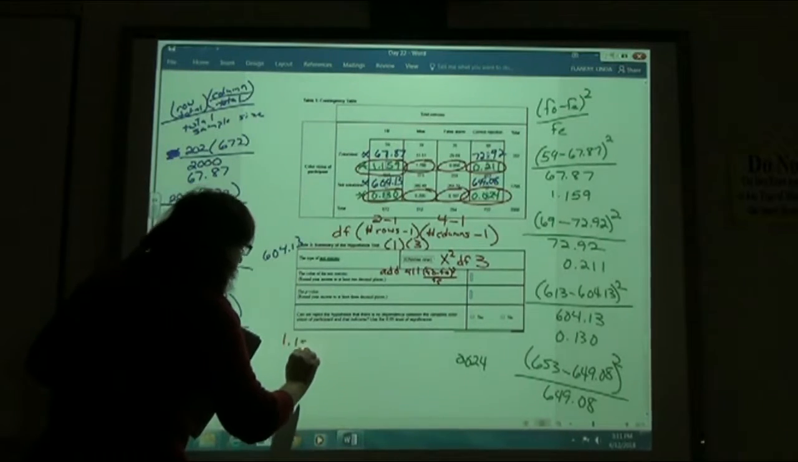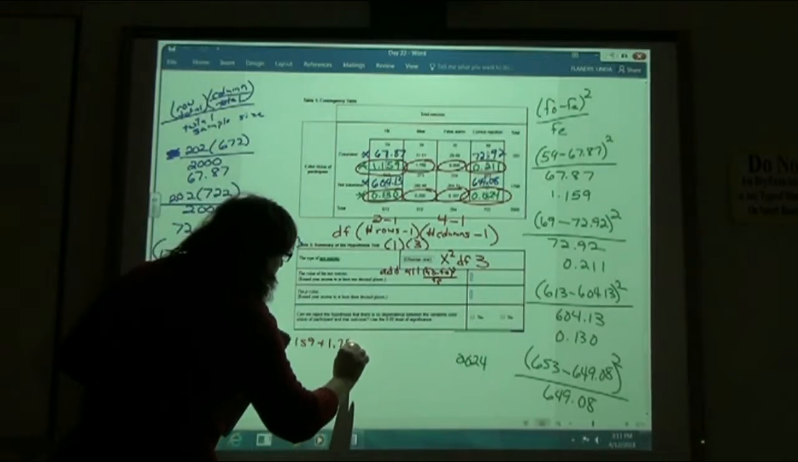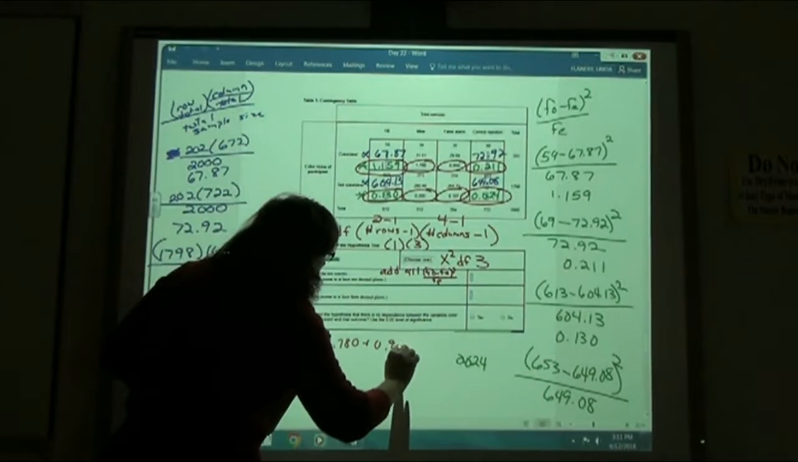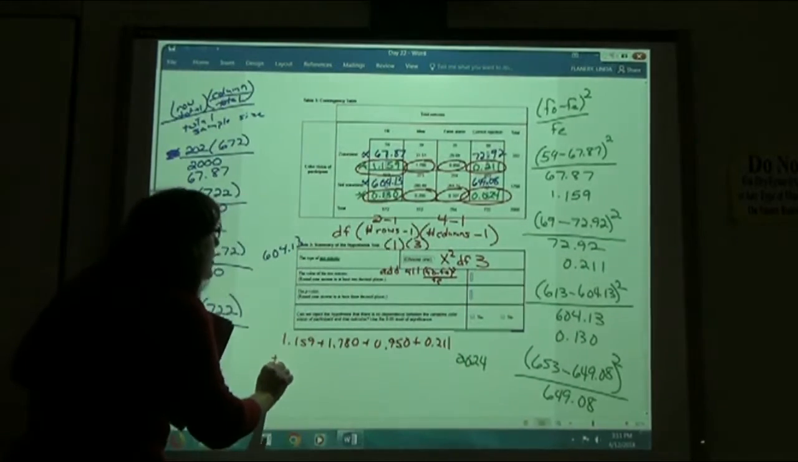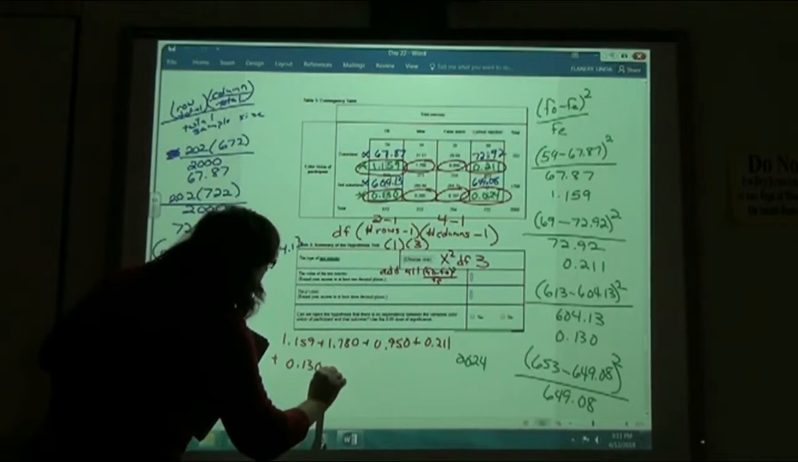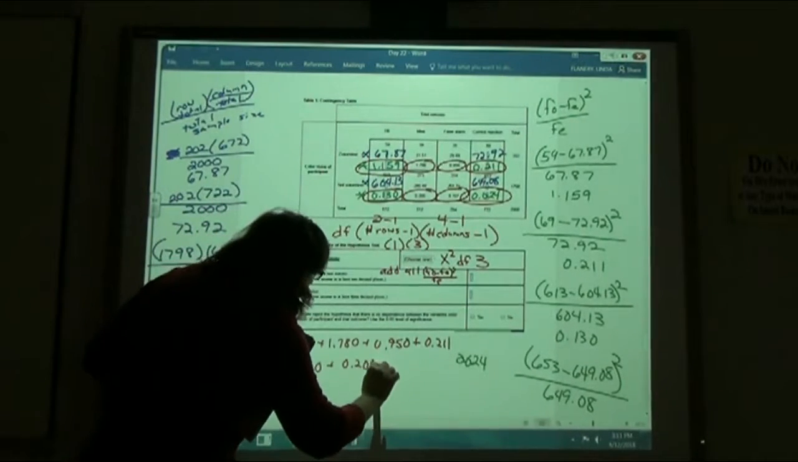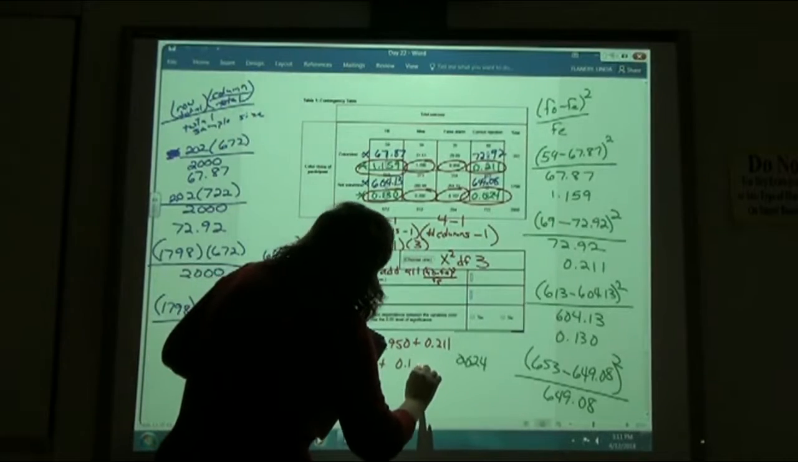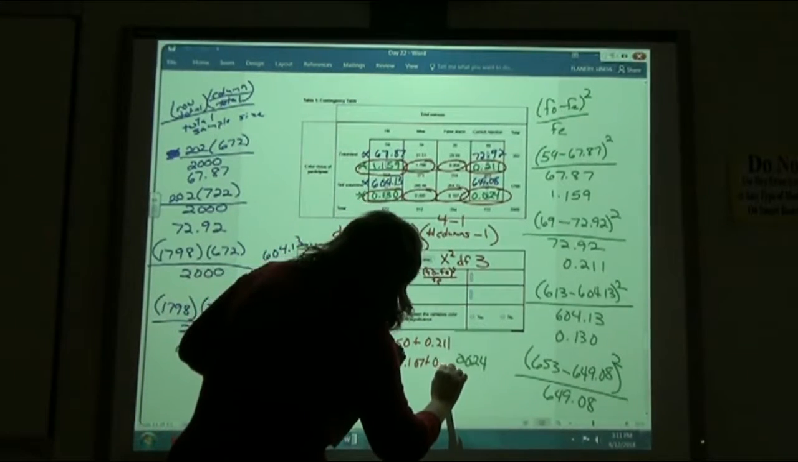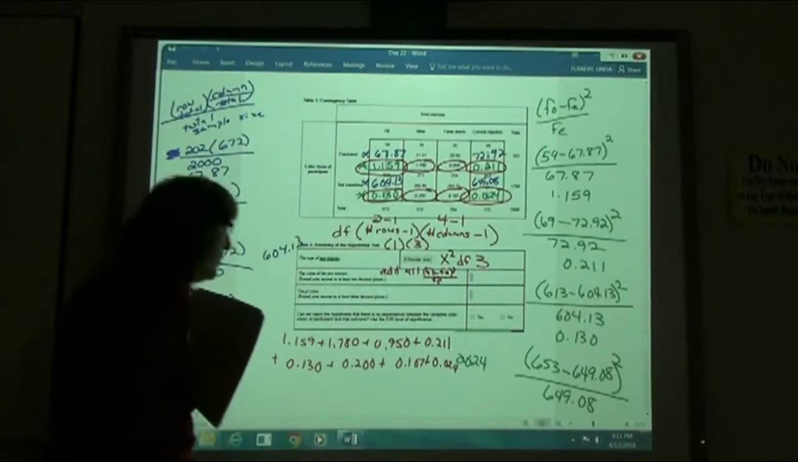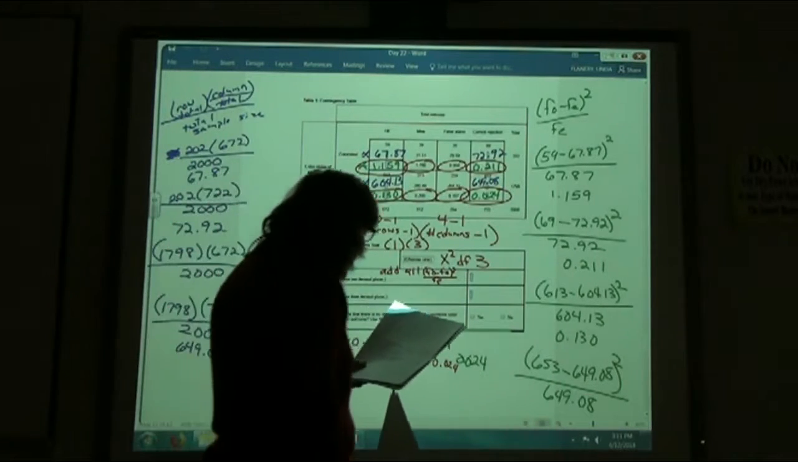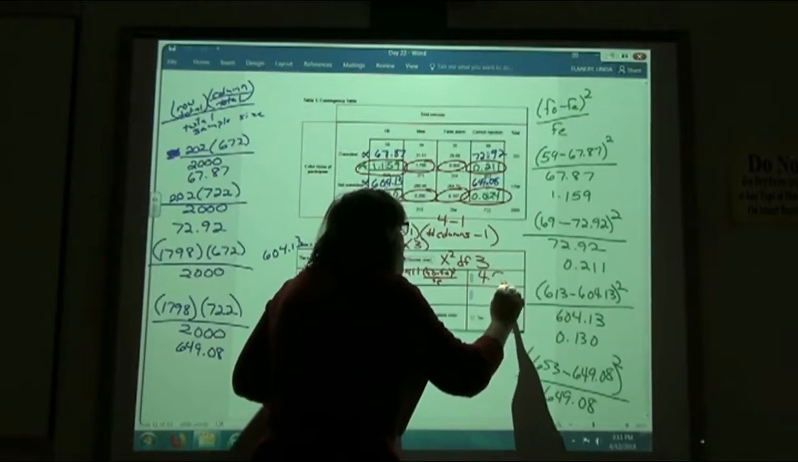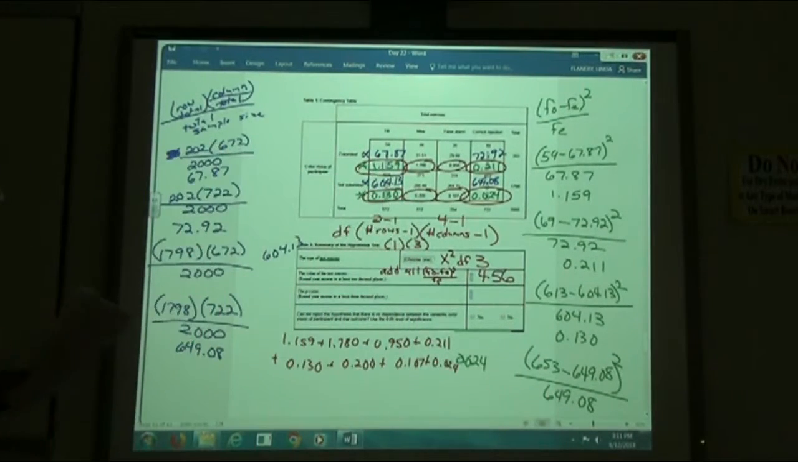So 1.159 plus 1.780 plus 0.950 plus 0.211 plus 0.130 plus 0.200 plus 0.107 and 0.024. So all those numbers that I circled, we're going to add all of those up. That's going to be the value of our test statistic. And if you add those up, you should get 4.56. 4.56 should be your total.